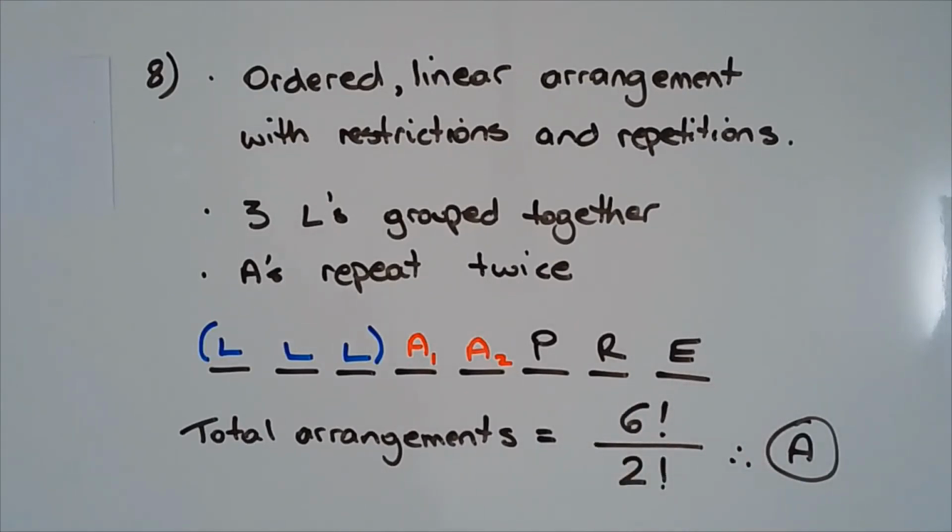Now, the total number of arrangements is given by 6 factorial, since there are 6 items to arrange, where the 3 L's act as one item: 1, 2, 3, 4, 5, 6. So that's where the 6 factorial comes from. But then we need to divide by the number of ways the A's can be arranged among themselves, since they repeat. Hence the total number of arrangements is 6 factorial divided by 2 factorial. Therefore, the answer is option A.